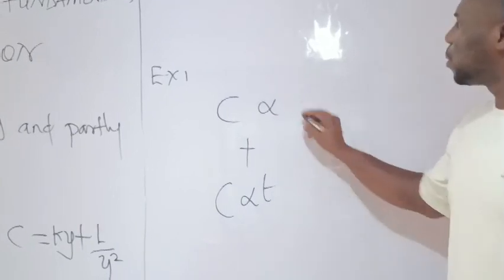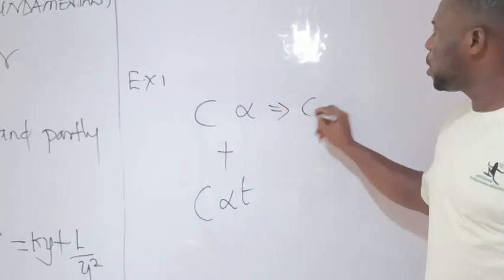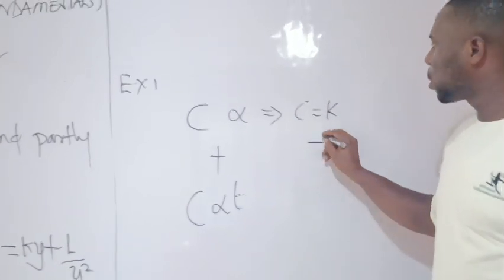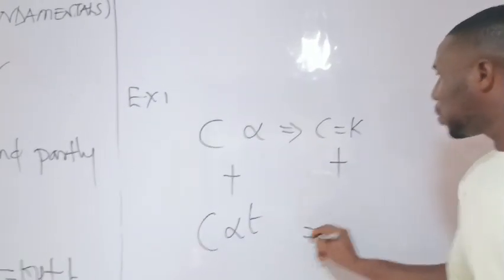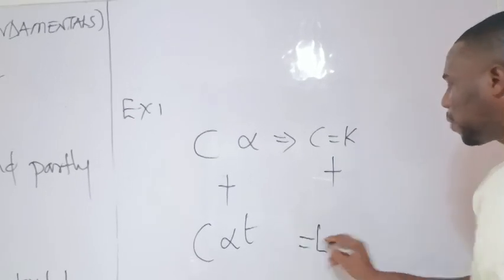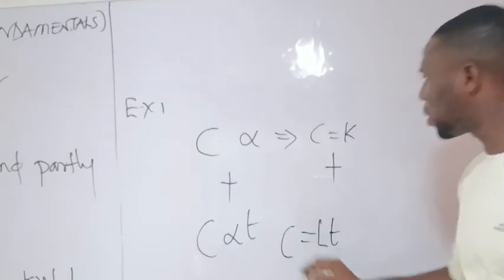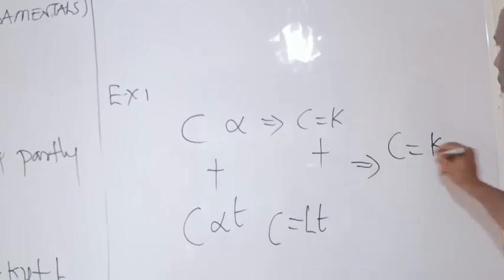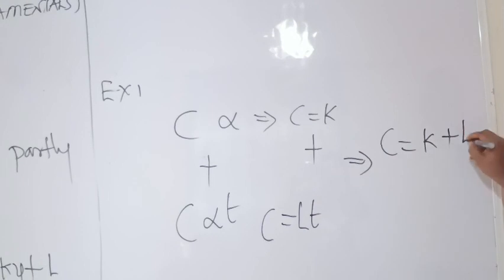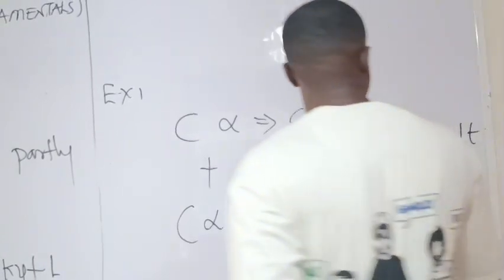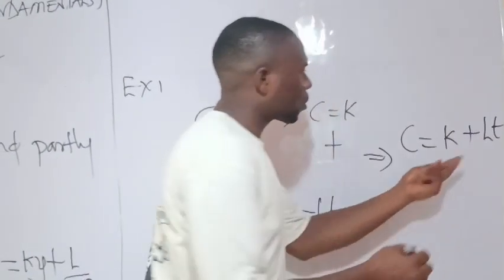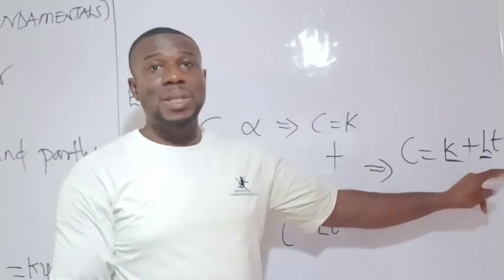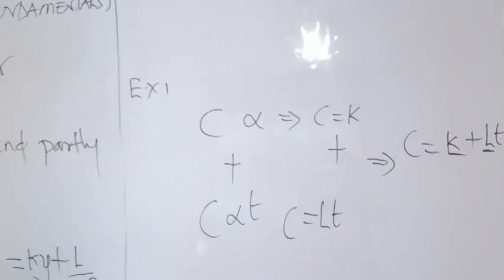But meanwhile, let me rewrite this now. This would imply C is equal to a constant, plus a different constant, L, times the quantity T. So I could write everything as C is equal to K plus LT. K and L are the constants of proportionality, while C and T represent the quantities. Alright, let's move on now.